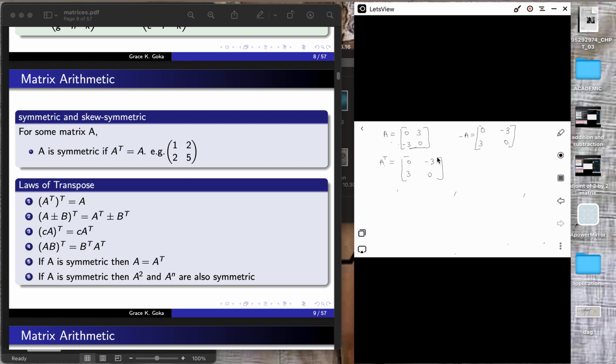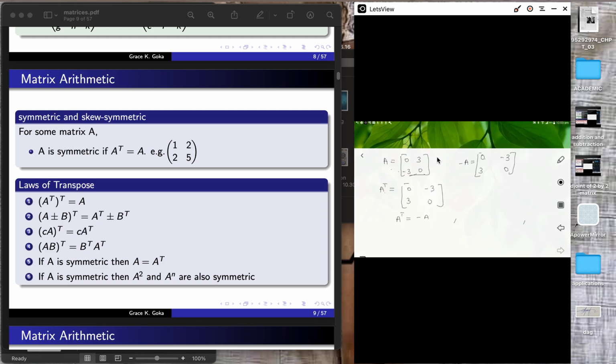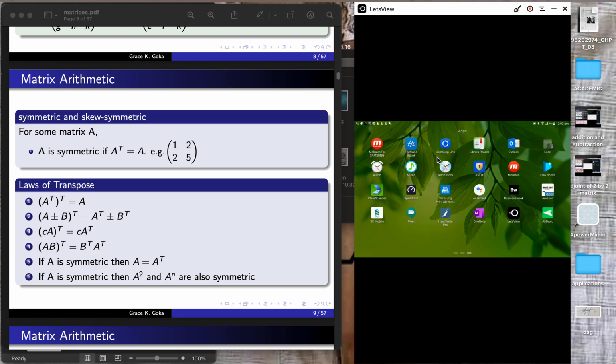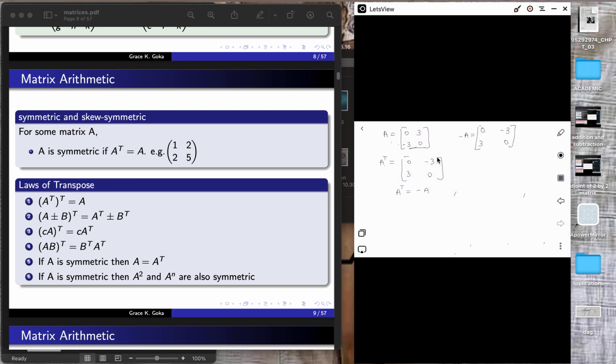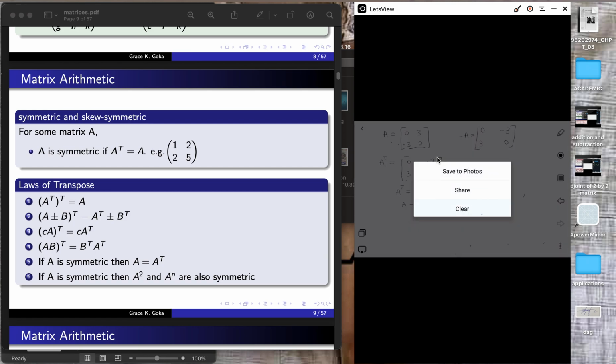Okay, so if A transpose is the same as negative A, then matrix A is said to be skew-symmetric. All right, but if still negative A and A transpose are not the same, then it's a definite antisymmetric matrix. Okay, let's look at another example.